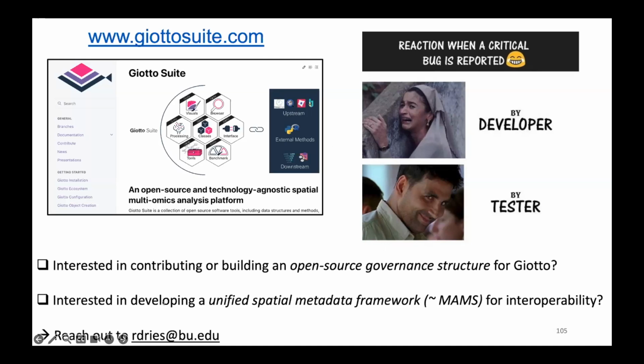Last but not least, maybe it's a good idea to think about building a unified spatial metadata framework for MEMS. So rather than saying everybody needs to have exactly that spatial data structure to work off, I think it's a good idea to have a metadata framework, where as long as we know this is the metadata we need, you can use whatever backend and whatever technology is available in the future to operate on your data.